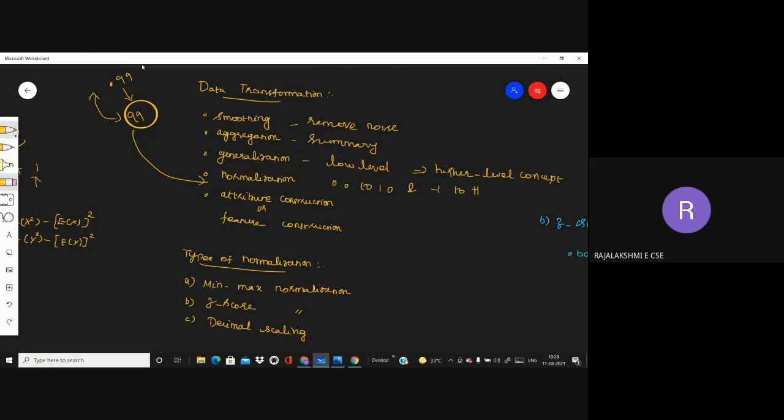The next one is attribute construction or feature construction. The new attributes are constructed or added from the given set of attributes in order to help the mining process. So from the data that already exists, I find a new attribute. For example, from date of birth I can give the age. This is a new attribute construction. We will have many more like this.